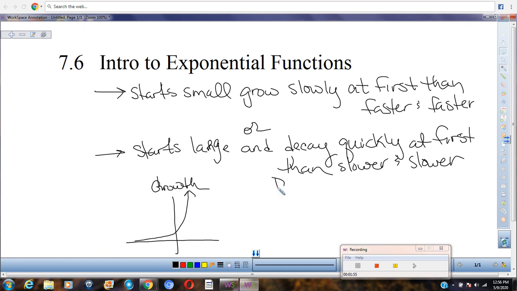If it's a decay, which is the second one, it starts large, gets small quickly, and then slows down. And again, it never touches the x-axis because you always have to have something. It might be super, super small, but you always have something that's decaying.